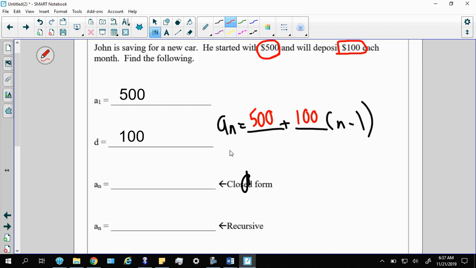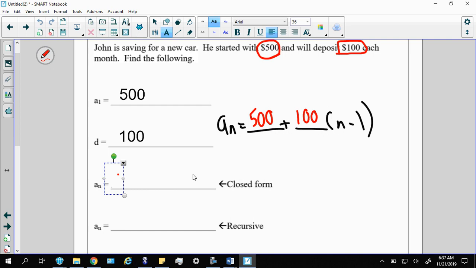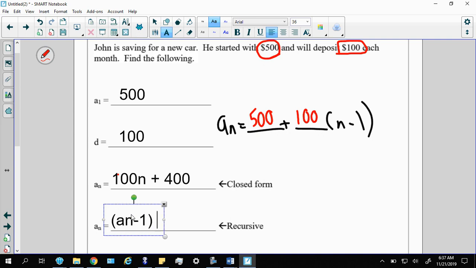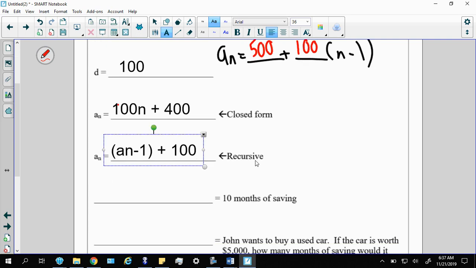So doing the exact same thing we've been doing, I'm looking at the timer, we've been doing the same thing for 21 minutes now. So all you do is simply simplify, and when you simplify, your answer ends up being 100n plus 400. That's it. Now remember, the recursive rule is what are you doing to the previous number, a sub n minus 1. Well, if I know I'm adding $100 every single time, that's what my recursive formula is going to be, guys.